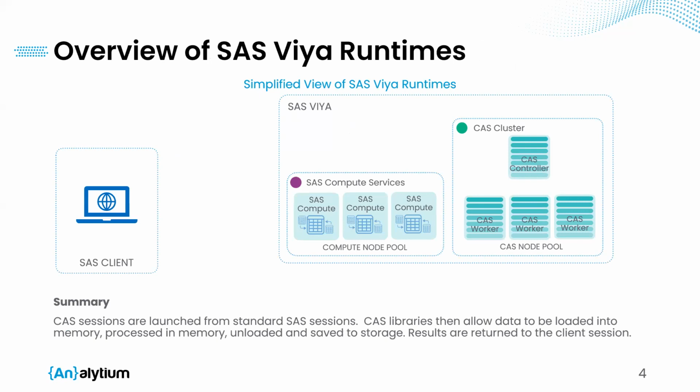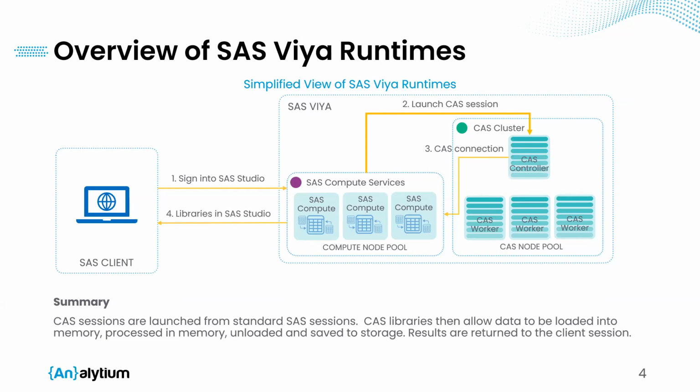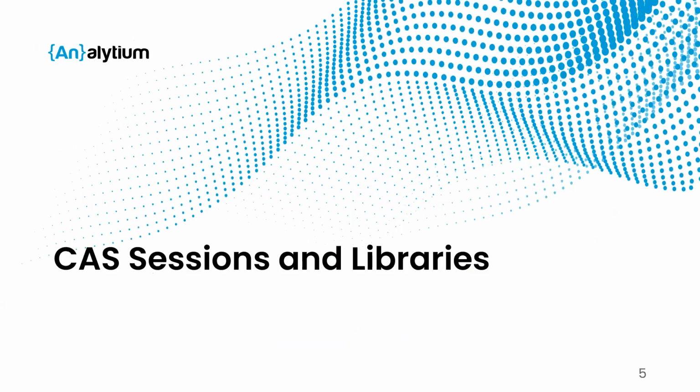An overview of the runtime. Within Viya, you've got SAS Compute Services and the CAS cluster. You'll start by signing into your SAS Studio or SAS client. Then you can launch a CAS session from within your SAS session. That will establish the connection to the CAS cluster, which will then establish a connection back to the compute services. That means you can expose the CAS libraries in SAS Studio. You can submit code against CAS data and process it on the CAS server, and then get the results returned to the client session. You can also transfer the data back from CAS, or you can save it in the SAS library in the SAS session or on the CAS server. So that's some background about the analytics service and how we access it.